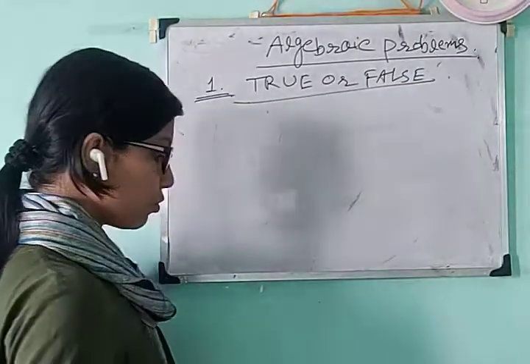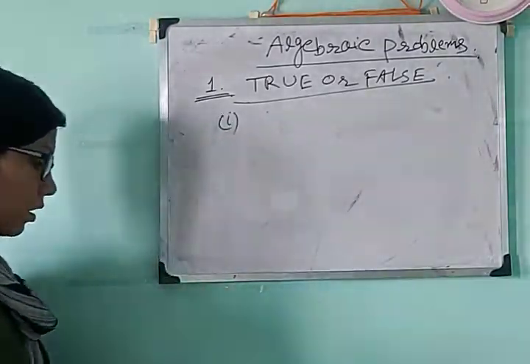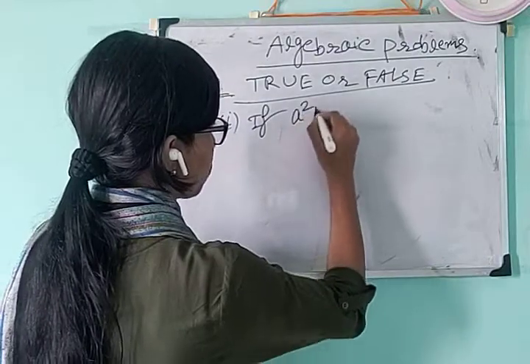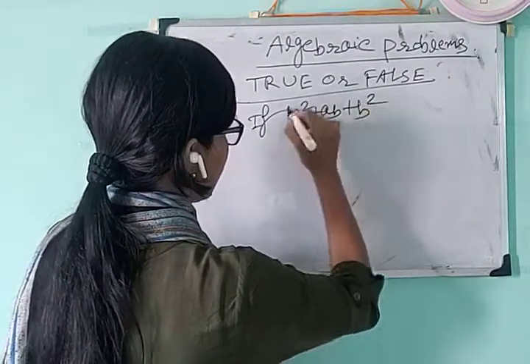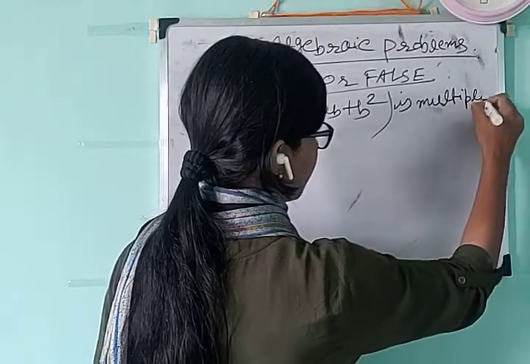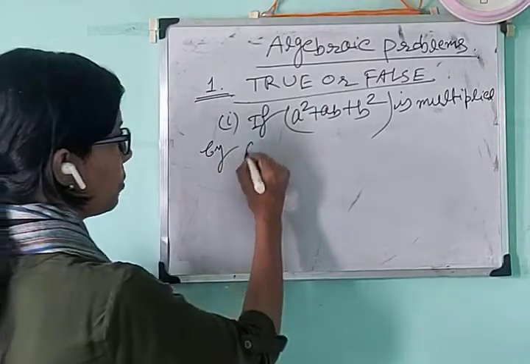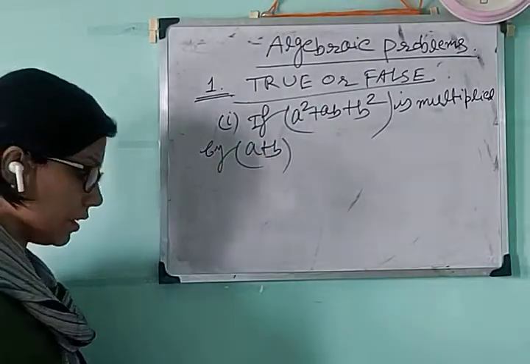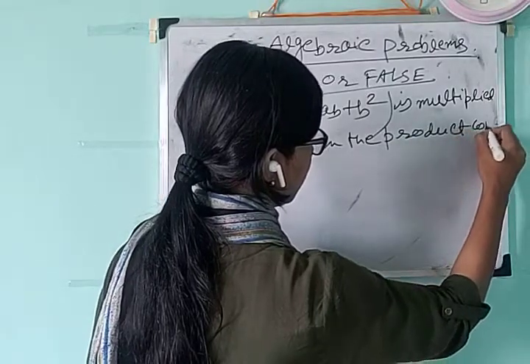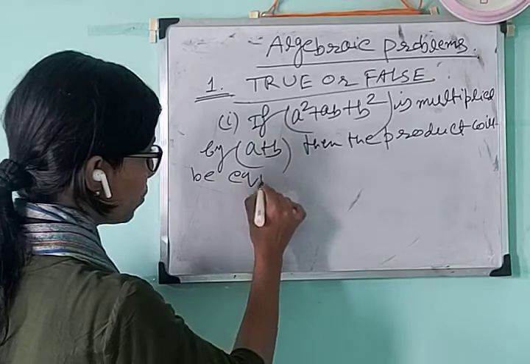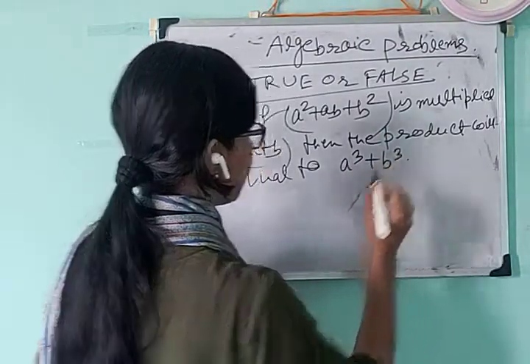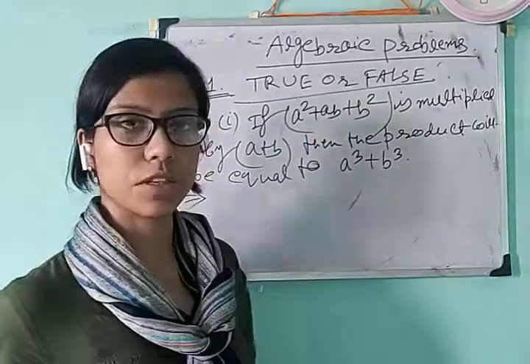In the previous class we explained two statements, and now I am giving another statement, that is: if a square plus ab plus b square is multiplied by a plus b, then the product will be equal to a cube plus b cube. So they are multiplying a square plus ab plus b square with a plus b.